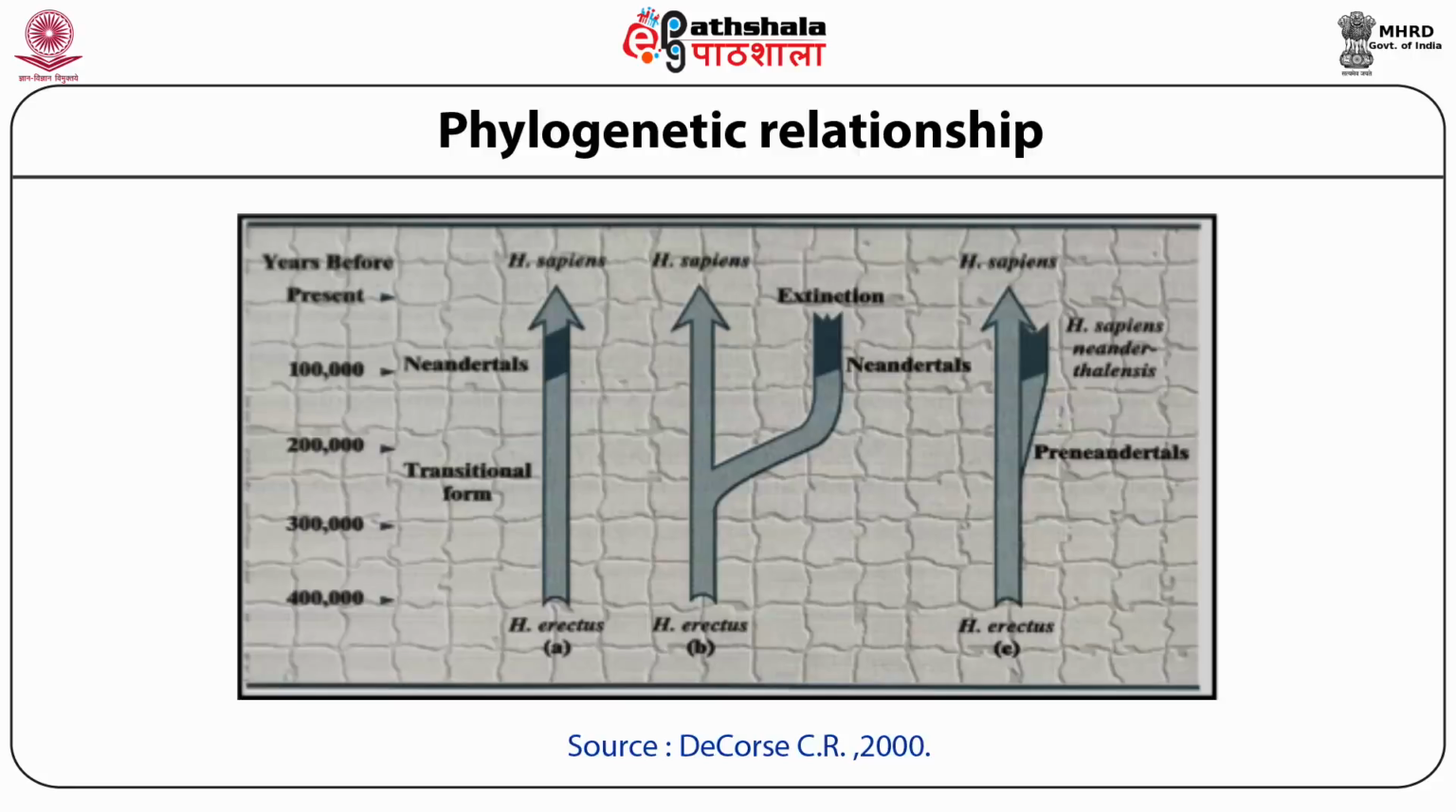The third figure indicates the pre-Neanderthal, that is, there is evolution from Homo erectus to Homo sapiens. In between there is the appearance of pre-Neanderthal, which may have branched off, leading to the formation of Homo sapiens neanderthalensis, with the other branch giving rise to Homo sapiens.